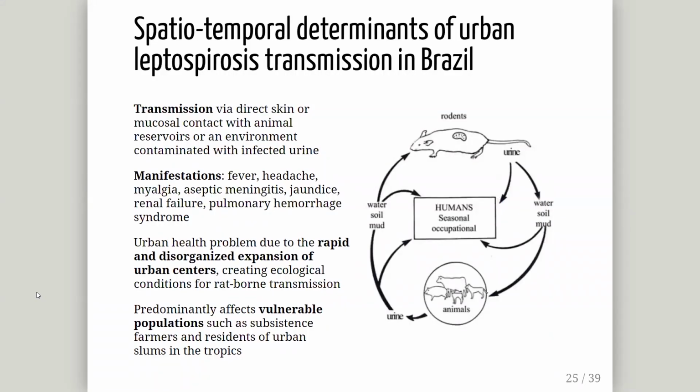Leptospirosis is a disease transmitted by the urine of rats or an environment contaminated by the urine of rats. People with this disease may have fever, headache, and other more severe symptoms such as pulmonary hemorrhage syndrome. And this disease is an urban health problem due to the rapid and disorganized expansion of urban centers that creates ecological conditions for rat-borne transmission. And it affects vulnerable populations such as farmers and residents of urban slums in the tropics.